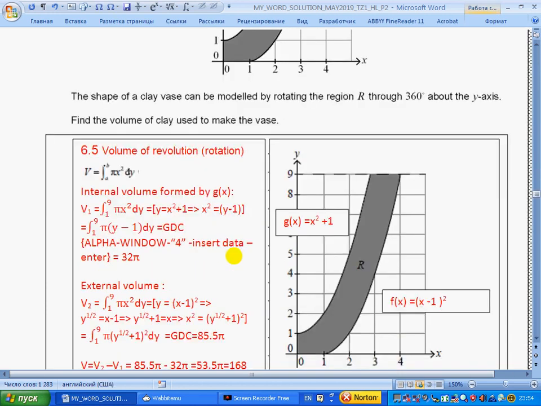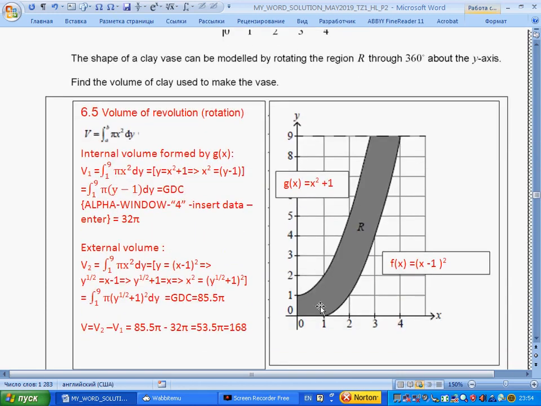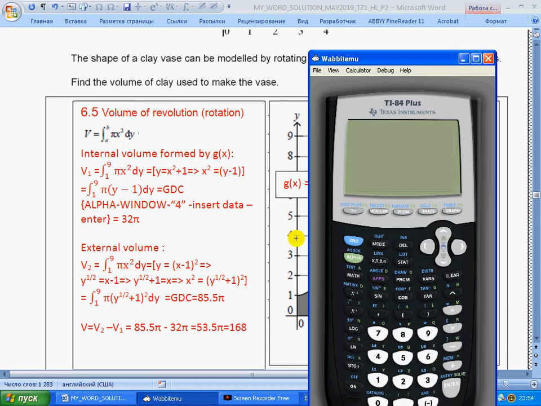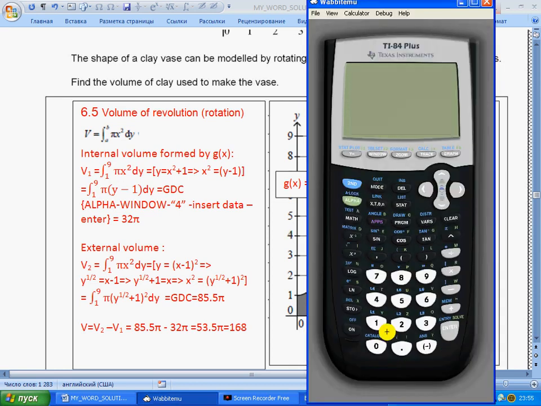So I copied this graph here. G is this function, F is this function. The volume of revolution is from the booklet. The volume of revolution is given by this formula when it is rotation around y. The integral can be found using a graphing calculator. So let's use the graphing calculator.